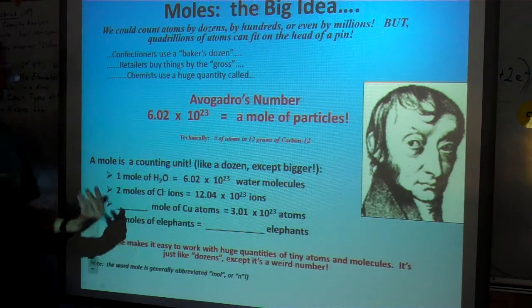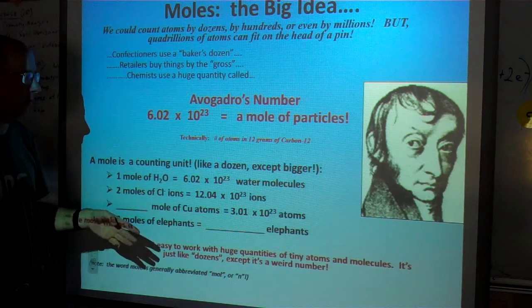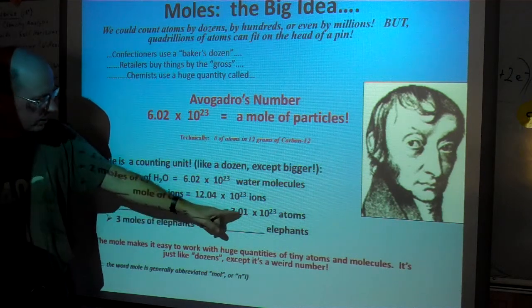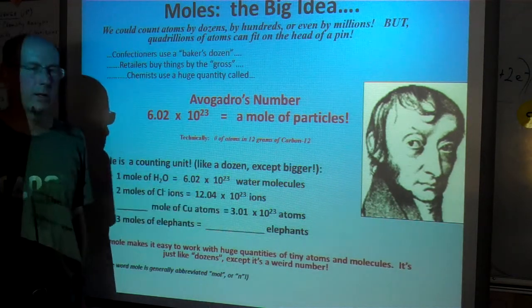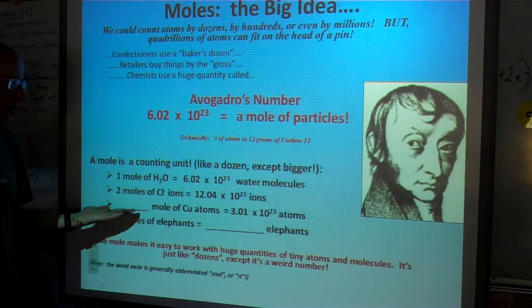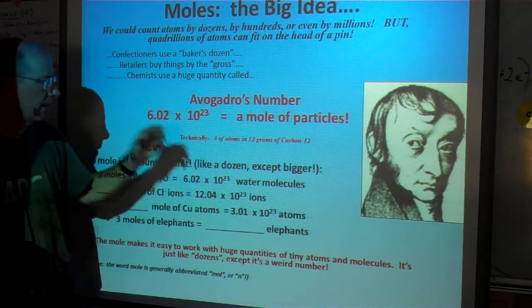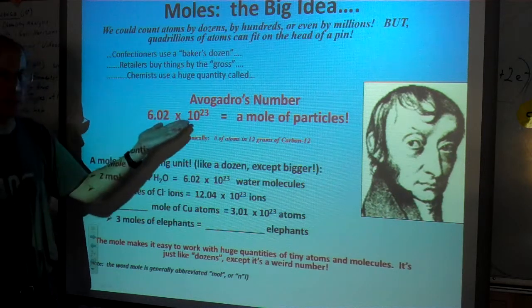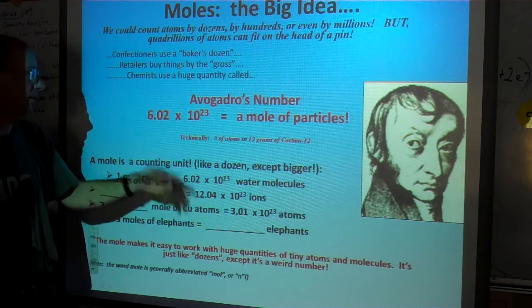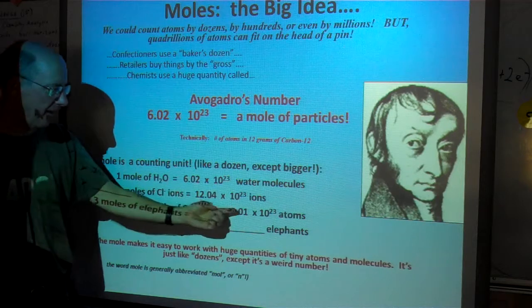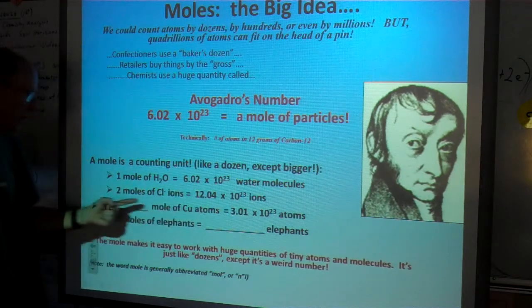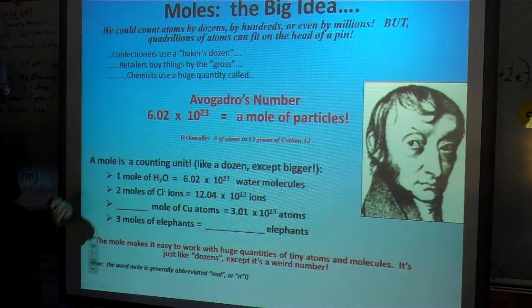Or we could work this backwards, and we'll be doing some problems like this. We could say, what if we have 3.01 times 10 to the 23rd atoms? How many moles is this? Well, let's compare 3.01 times 10 to the 23rd to 6.02 times 10 to the 23rd. Oh, 3 is half of 6. So this is half as much as a mole. So the answer to this is 0.5 moles of copper atoms.